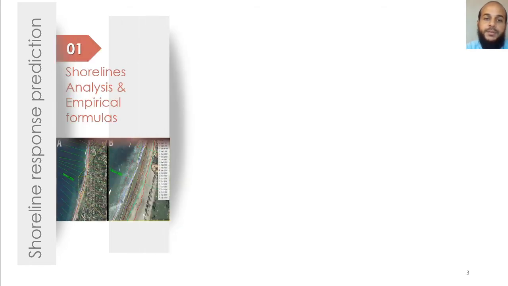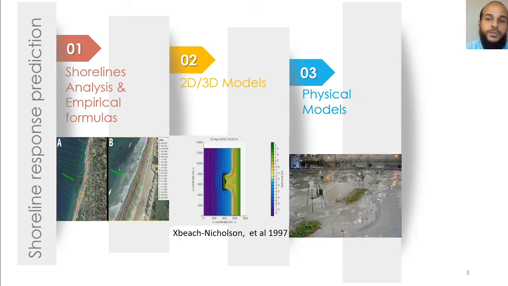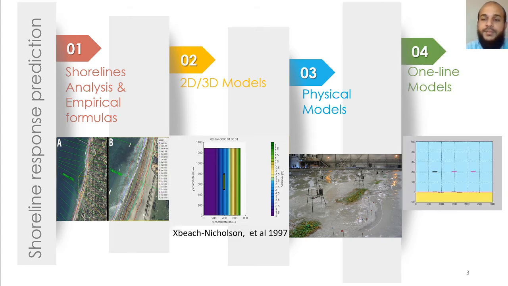In order to solve that, there are several ways. For example, it can be done using empirical formulas, but the first one may not be accurate. The second could be done using 2D or 3D models, which are more accurate but highly computationally costly. The third could be physical models, but they can be very costly in terms of money. And the fourth solution could be one-line models, which are cheaper in terms of money and computational cost. That is why we prefer this solution.